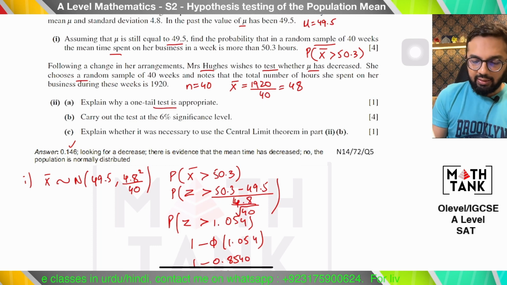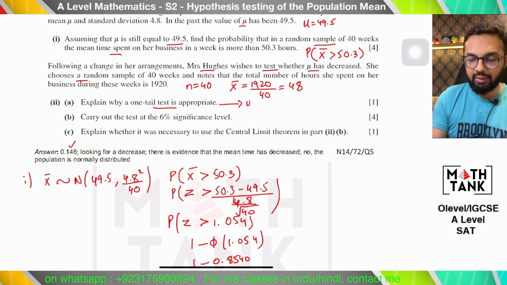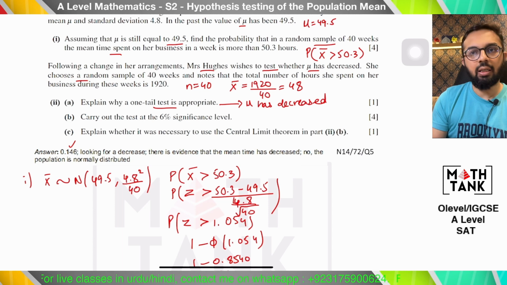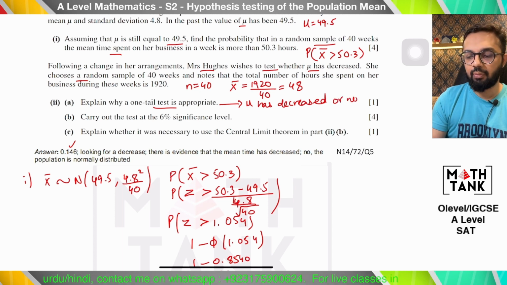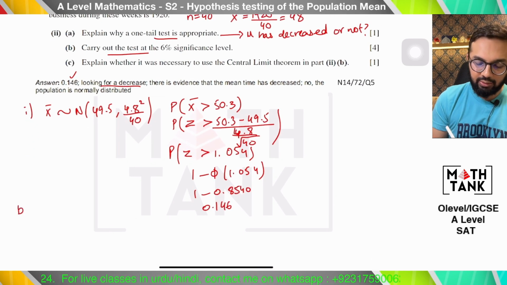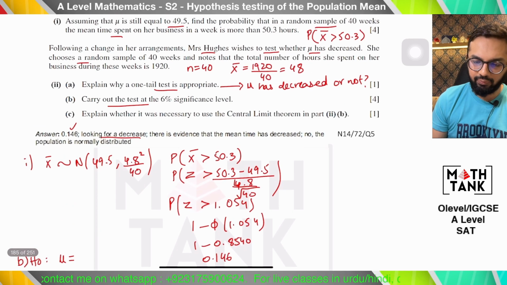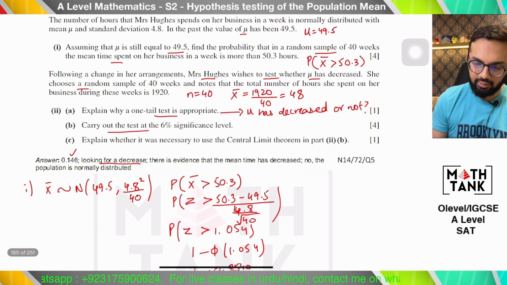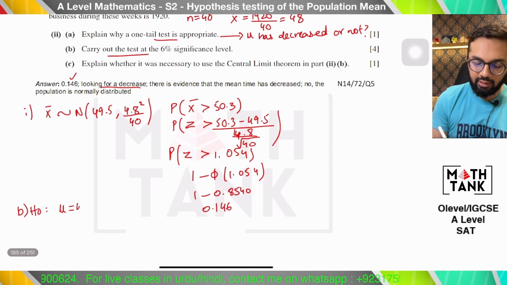Explain why a one-tailed test is appropriate, because you want to just test whether mu has decreased. So it's a one-sided decision. Okay, looking for a decrease. Carry out the test. So whenever you're carrying out the test, you first write your null hypothesis. Mu is equal to 49.5 was the initial thing, and I'm looking for a decrease.